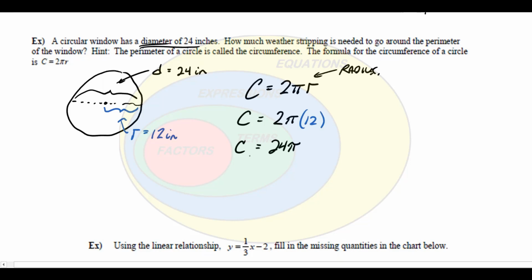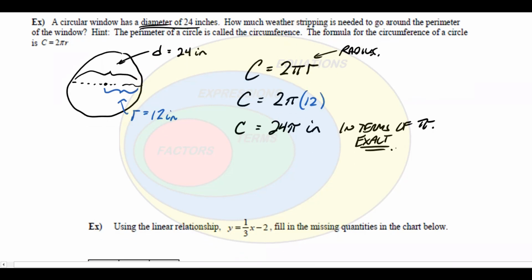And since this is a circumference, this would be 24 pi inches. Now, if we wanted to, this is in terms of pi, right? And a lot of times we leave answers in terms of pi. This is an exact answer. Because pi, we know, is an irrational number with infinite decimal places.